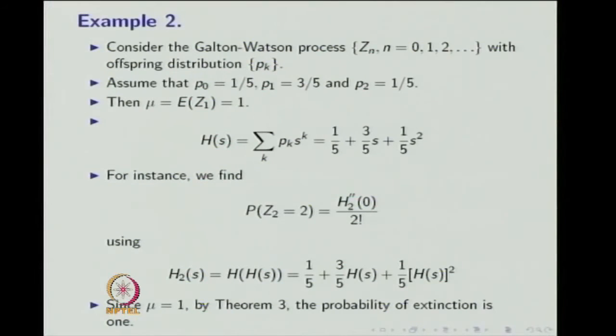We will consider the third example. Z_n be the sequence of random variables which is a Galton-Watson process with the offspring distribution P_k. Similar to example 1 and 2, P_0 is equal to 1 by 5, P_1 is equal to 3 by 5, P_2 is equal to 1 by 5. Already we got the mean of Z_1, that is equal to 1, therefore this is a critical Galton-Watson process. Now we can find out the probability generating function of Z_1.